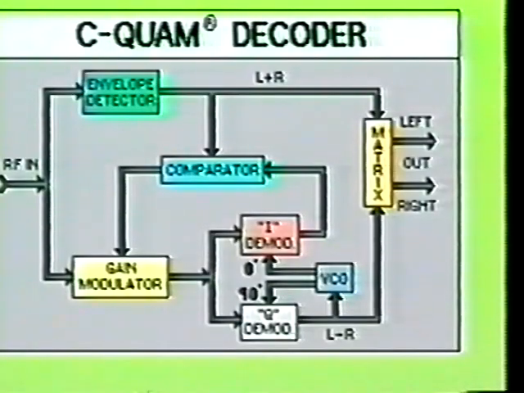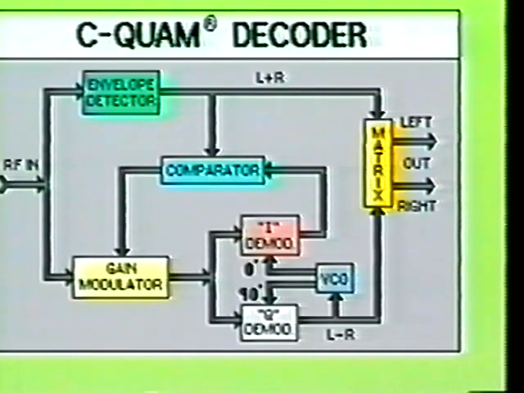Here you see the block diagram of the basic Sequom decoding circuitry. Notice that this system contains both a quadrature detector and envelope detector, like the one studied previously in the AM superheterodyne receiver. This system also contains a gain modulator, a comparator device, and a matrix system which is used to separate the left and right audio signals.